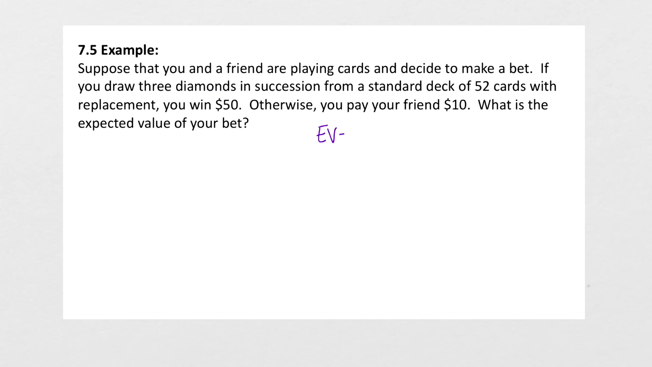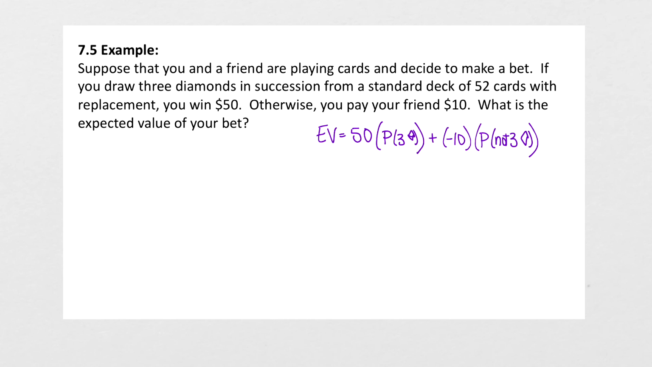Okay. So the way we'd figure our expected value here is what you would win, $50, times the probability that you would win that $50. So the probability of 3 diamonds. And we'd add to that the fact that you lose $10, so we have to put a negative 10, times the probability that you do not get 3 diamonds.